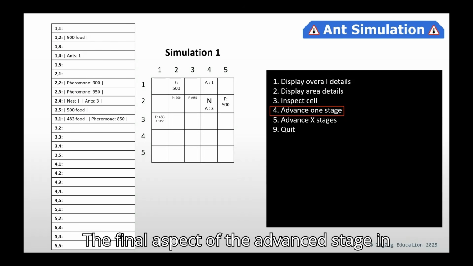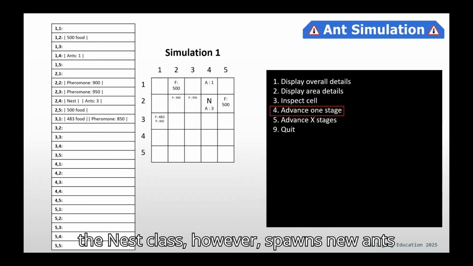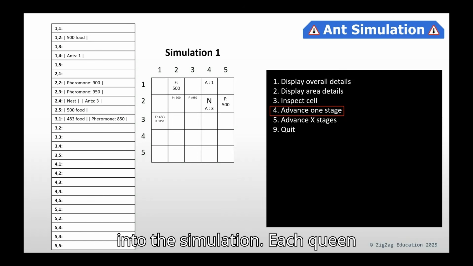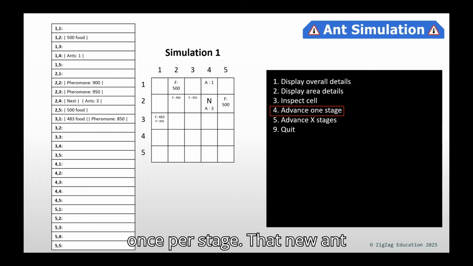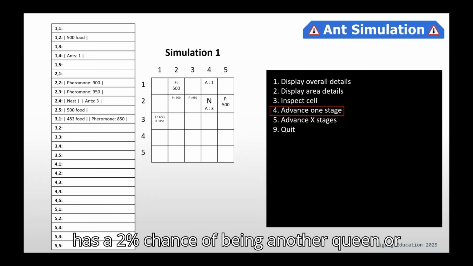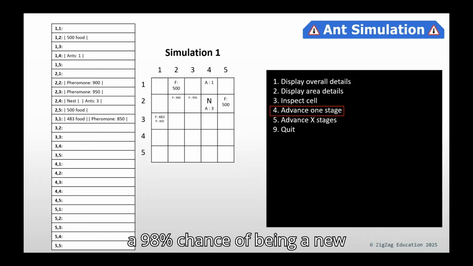The final aspect of the advanced stage in the nest class, however, spawns new ants into the simulation. Each queen has a 50% chance of spawning a new ant once per stage. That new ant has a 2% chance of being another queen or a 98% chance of being a new worker ant.